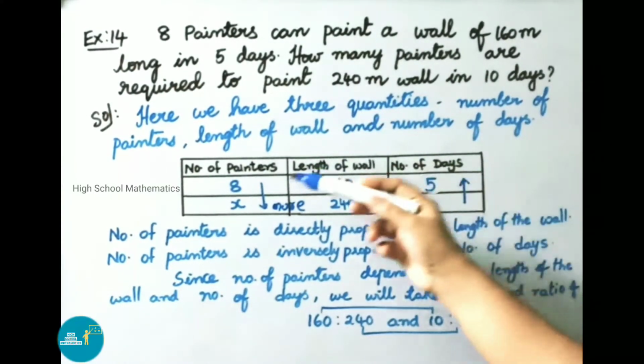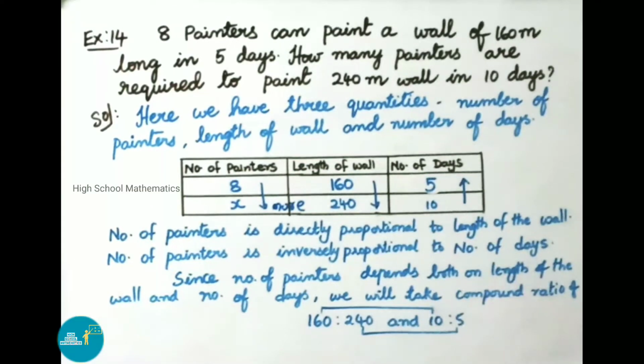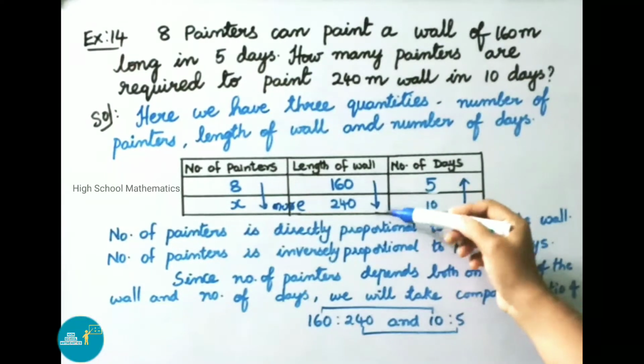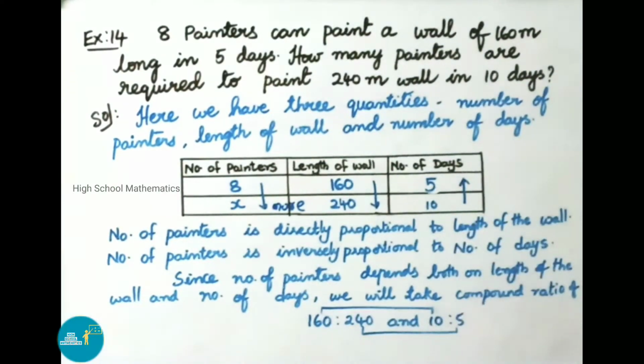Less length, less painters are required. More length, more painters are required. Here both quantities are in the same proportion. So here the length of the wall we represent with a downward arrow. Therefore, the number of painters and the length of the wall are directly proportional.